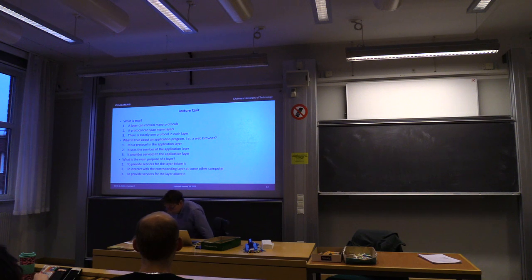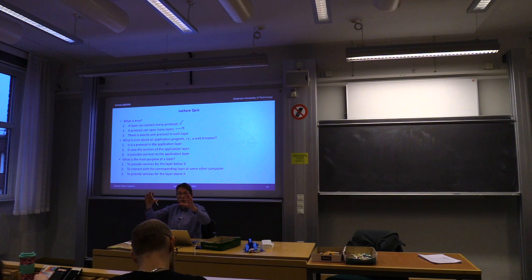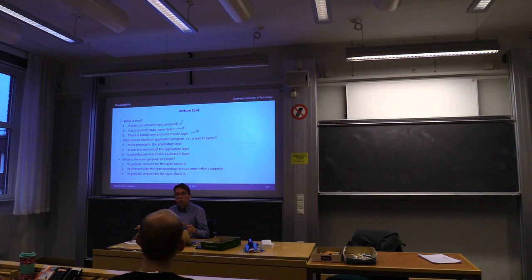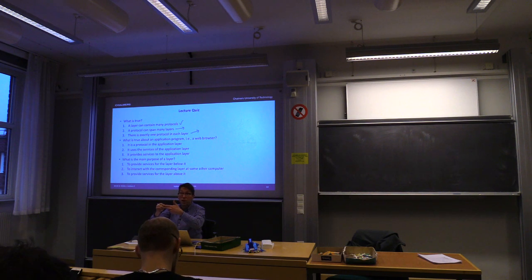Okay, so actually the correct answer is that a layer can contain many protocols. The second is wrong because a protocol can only be in one layer. HTTP resides in the application layer. It has no part of the transport layer. And there are many protocols which could be in the application layer. We just saw that HTTP and DNS both belong to the application layer, and there is a bunch of other protocols there.